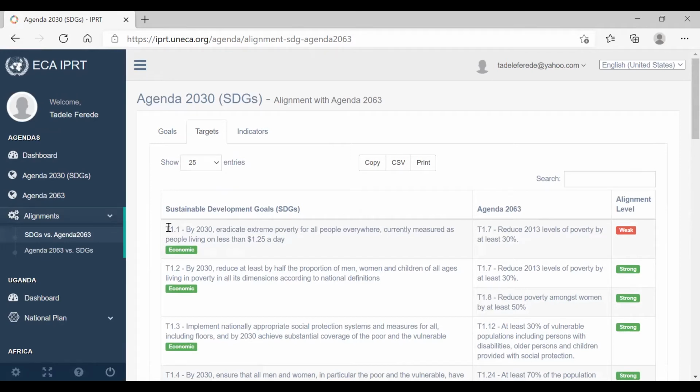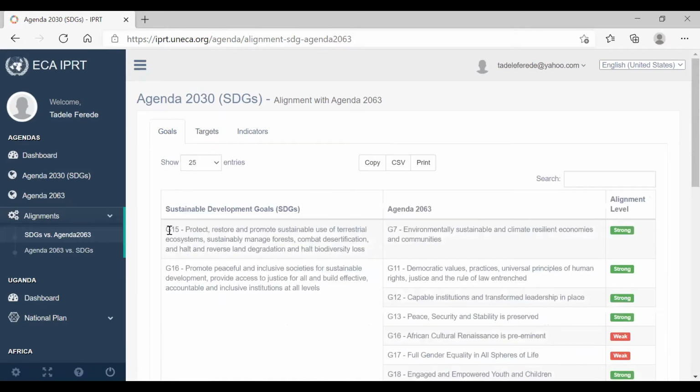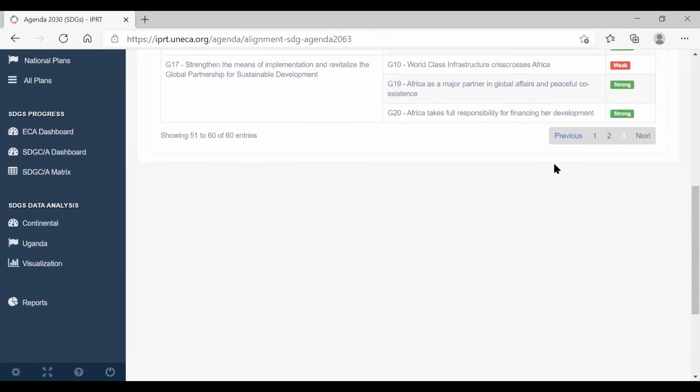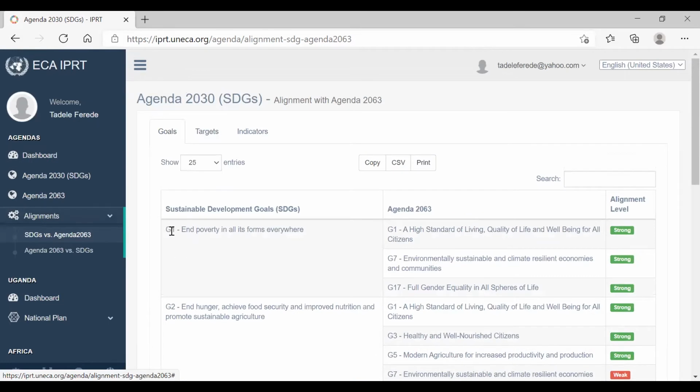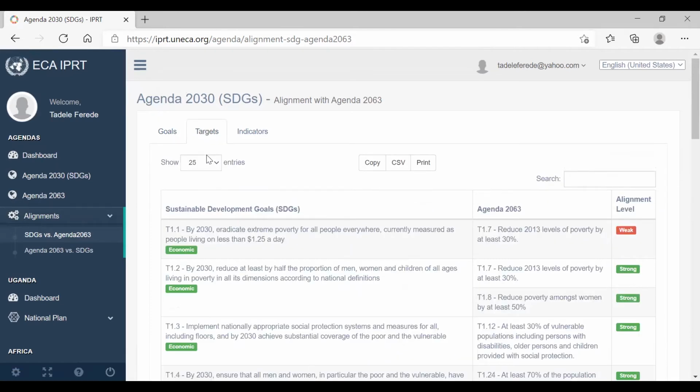T1.1. T refers to target. If you look at a letter like T, that refers to target. For goal, that's denoted by G. For example, if you look at the goal G1, that is goal number 1. Goal is indicated by the letter G, and the number of goals is indicated by numbers, like goal number 1 is the first goal. So the same is true for target.